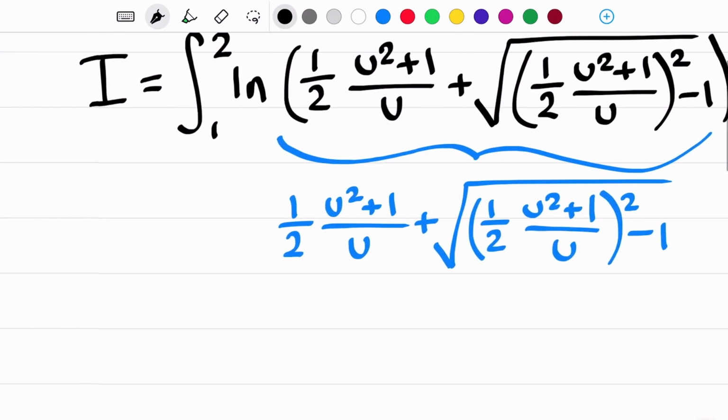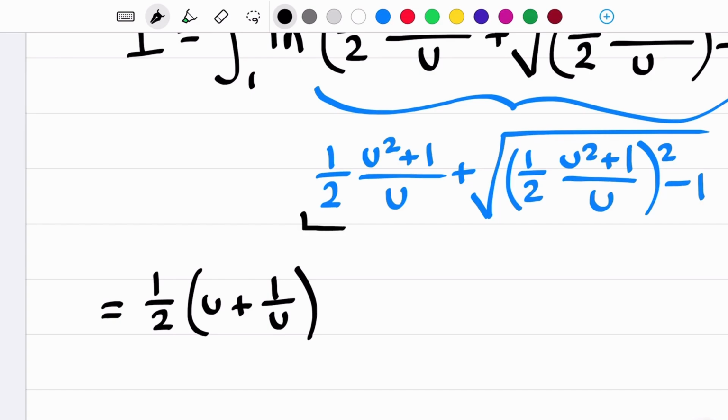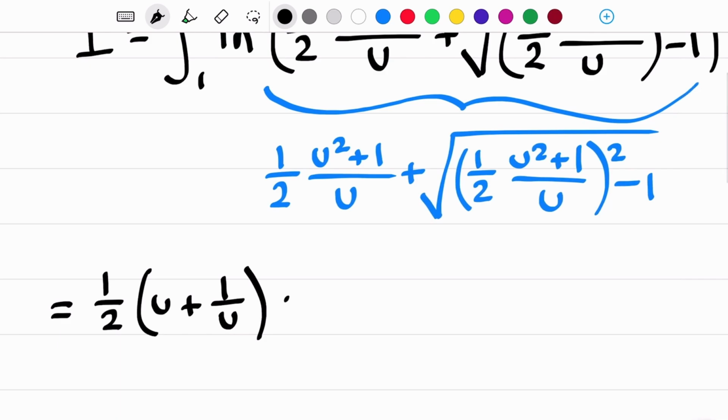So let's first begin with the first term. Now, this first term, all I'm going to do is simply divide it out. So we have u squared over u, which is just u, and then plus 1 over u. And that's all I've done to the first term here, is expand it out a bit, and it's going to look like that. Nothing crazy.